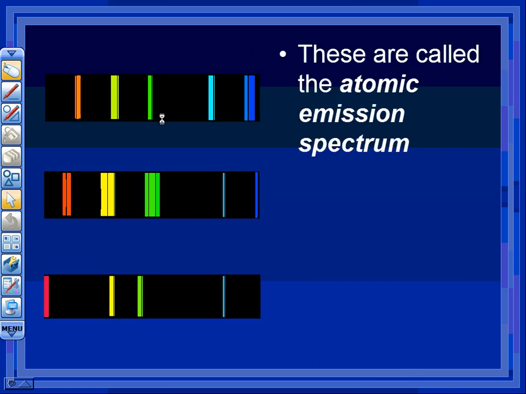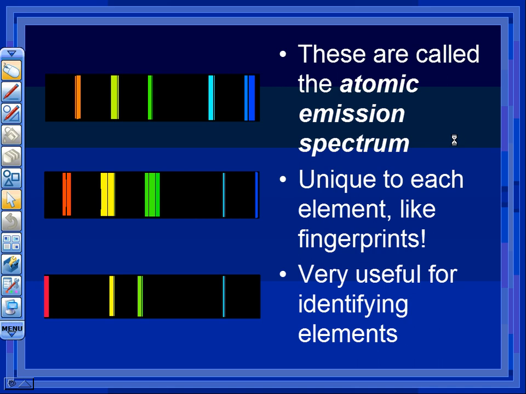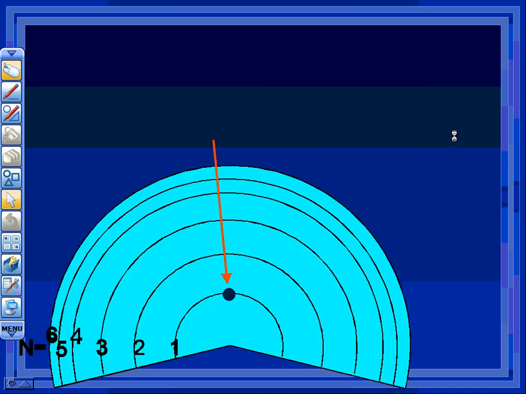This is just some examples. This would be like hydrogen, and we look at them under the spectroscope. We can actually determine which element we're looking at by looking at its atomic emission spectrum. It's unique to each element, just like fingerprints are to you, and it's very useful in identifying the elements.